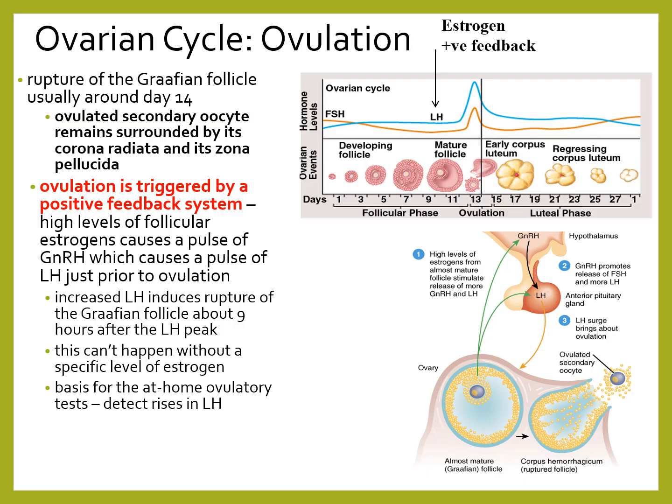Ovulation is the rupture of the Graafian follicle and the expulsion of the secondary oocyte. This usually happens around day 14. The ovulated secondary oocyte is going to remain surrounded by its corona radiata and zona pellucida.